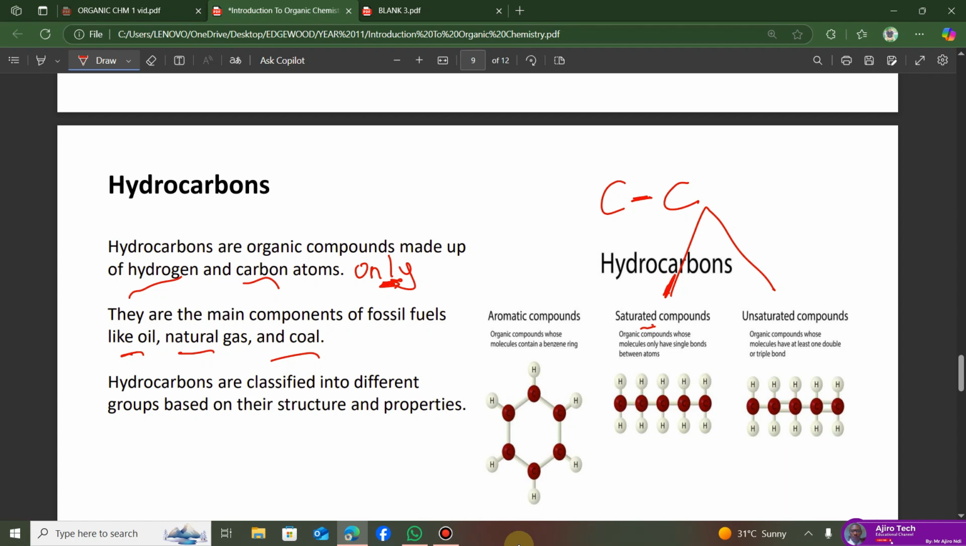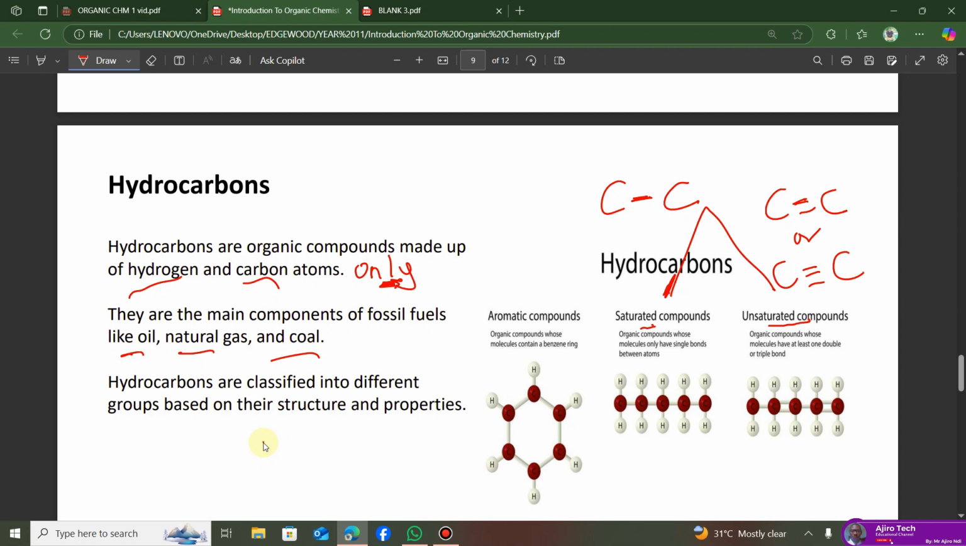Then the opposite, which is unsaturated hydrocarbons, these ones have carbon double bonds, or they could have carbon triple bonds. So when you have a hydrocarbon that contains carbon double bonds or carbon triple bonds, we simply refer to them as unsaturated. All right, so this is a very important definition. Saturated hydrocarbons contain carbon single bonds. The unsaturated hydrocarbons contain carbon double bonds or carbon triple bonds.